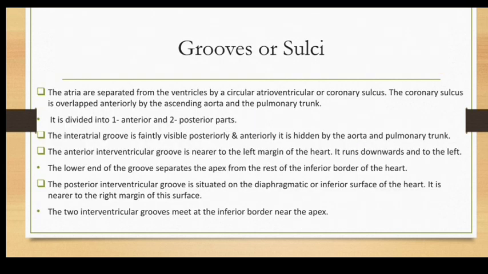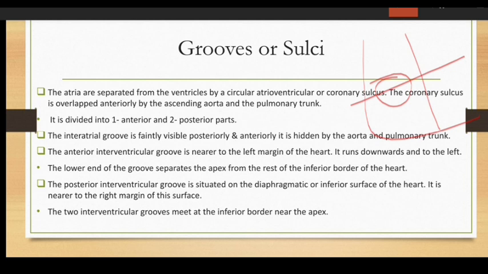The right atrium and right ventricle are separated by the AV valve, and the left atrium and left ventricle are separated by the AV valve. This portion is known as the tricuspid valve, and this portion is known as the bicuspid valve, right? The tricuspid valve is guarded by the tricuspid groove, the sulcus. This is the interatrial groove, which is situated entirely posteriorly, and anteriorly it is hidden by the aorta and pulmonary trunk.